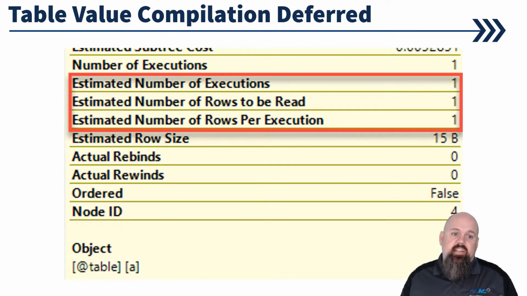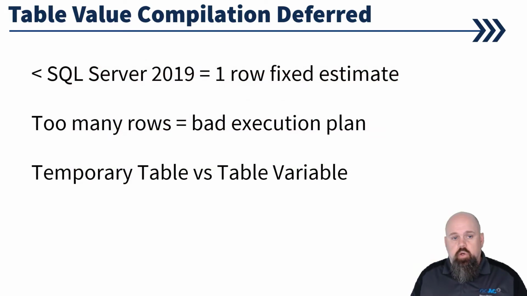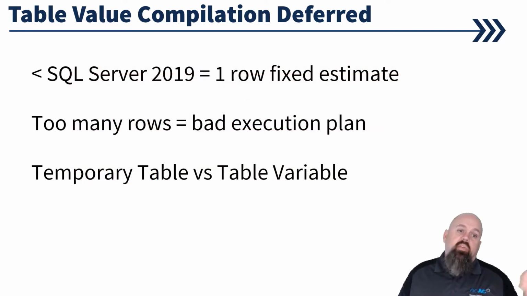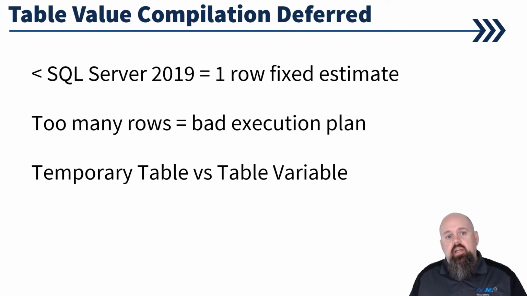This means that the statistics about the data contained within the table variable aren't accurate, and you usually got bad or poorly performing execution plans. So with things prior to 2019, you got a 1 row fixed estimate. And usually if you had a higher number of rows in that table variable, you got a bad execution plan. Temp tables work differently. This is specifically for table variables, because on a temp table we can put indexes and statistics.